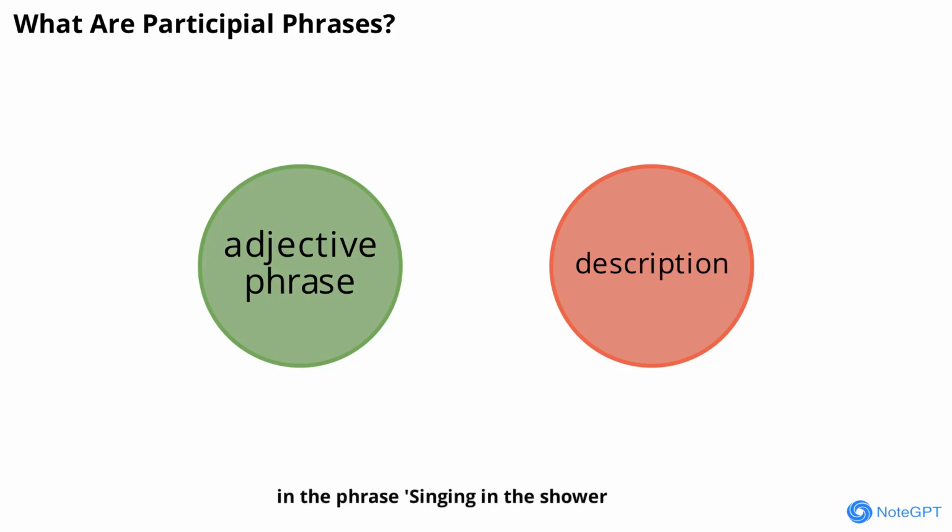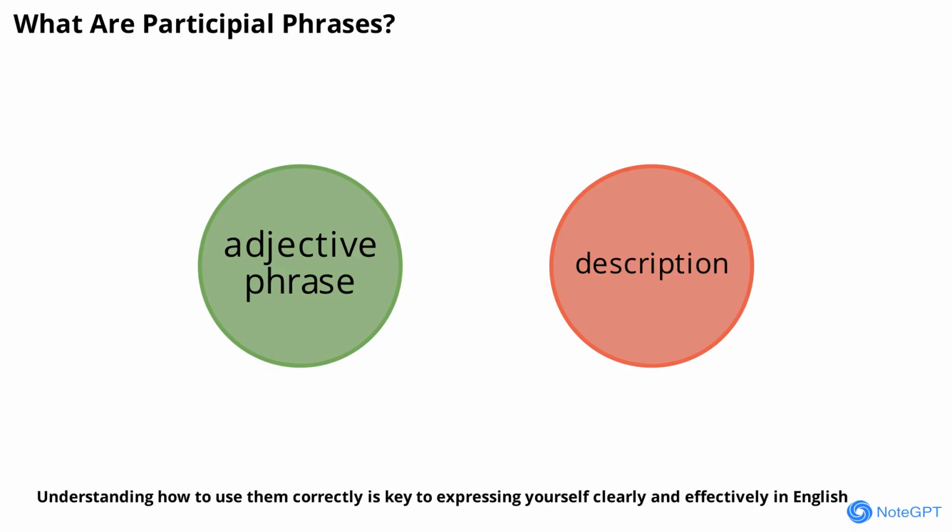For example, in the phrase, "Singing in the shower, I was oblivious to the doorbell ringing," the participial phrase, "singing in the shower," describes the subject. These phrases can add important details, clarify meaning, or make your writing more interesting. Understanding how to use them correctly is key to expressing yourself clearly and effectively in English.